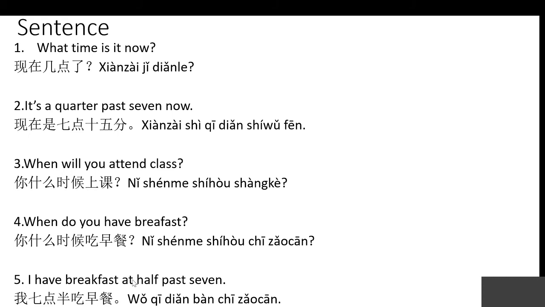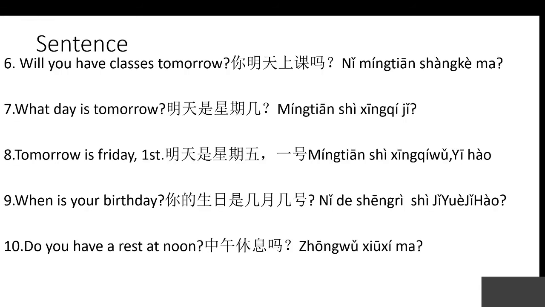Number 5, I have breakfast at 7:30. So 我 is I or me. 七 is 7. 点 is o'clock. 半 is half. And 吃 is eat. 早餐 is breakfast. So it's 我7:30吃早餐. I have breakfast at 7:30. Number 6, will you have classes tomorrow? 你 is you. 明天 is tomorrow. 上课 is classes. Ma is a question word. So make sure when someone say ma, you must know this is a question word. So 你明天上课吗? Will you have classes tomorrow?